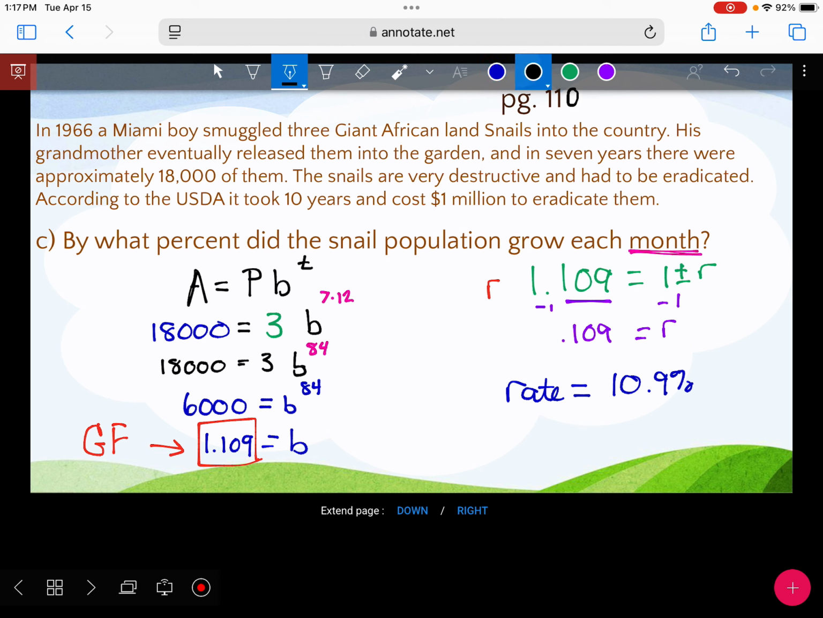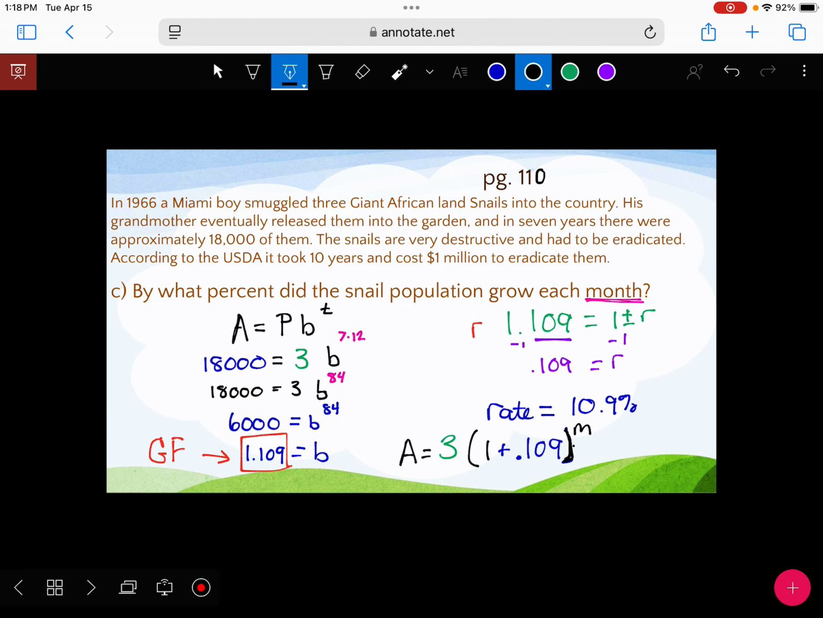So we could write an equation for this one, for our snails, the amount of snails we have. We're still starting with those 3 snails. And we have our 1 plus that 0.109, because we put it as a decimal, to the months. So what I want you to do, and this is our last bit for today, see how many months it would take for our population to double.